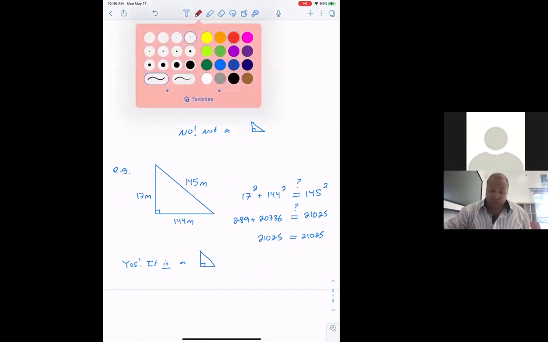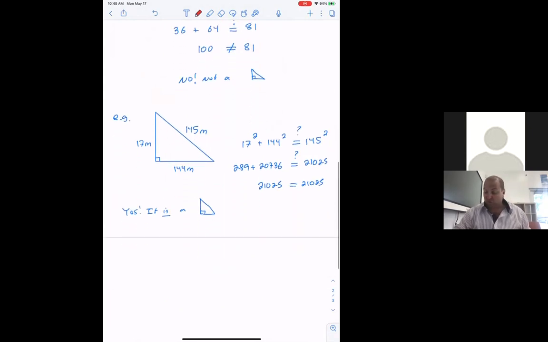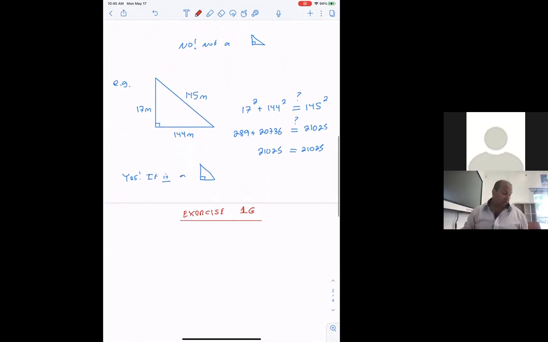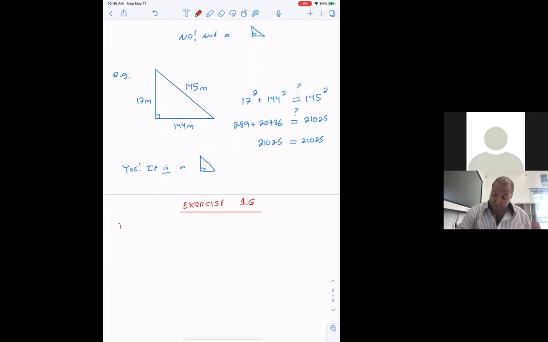This leads us into exercise 1G. As always, you should be stopping after I read each question, doing it yourself, and then checking the answer. So question number 1. Find the length of the unknown side in each of the following right triangles. Round your answers to 1 decimal place.